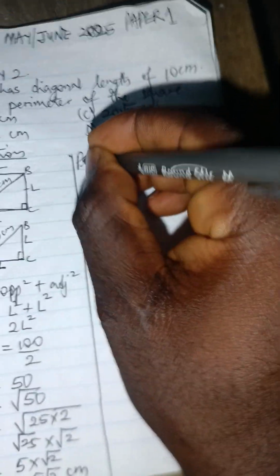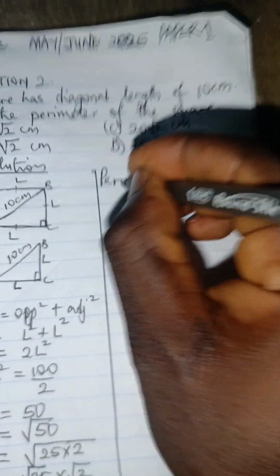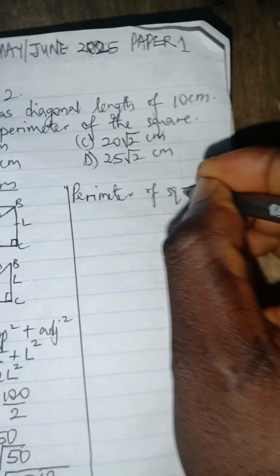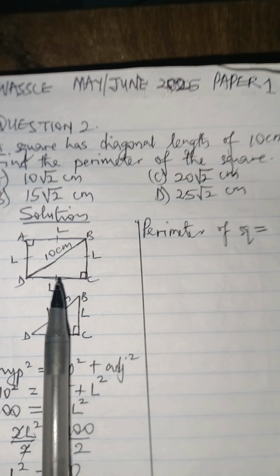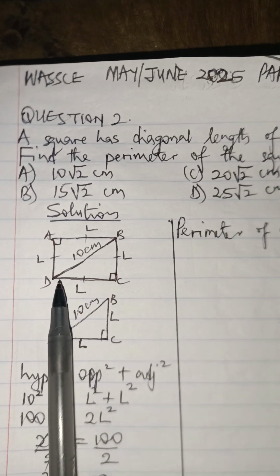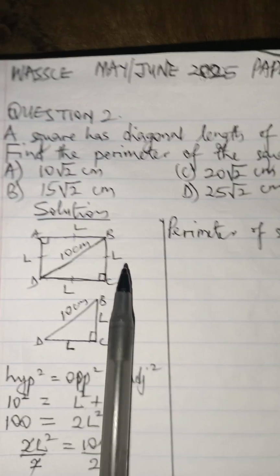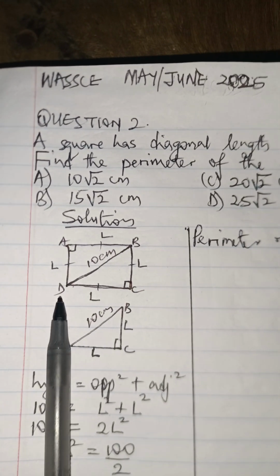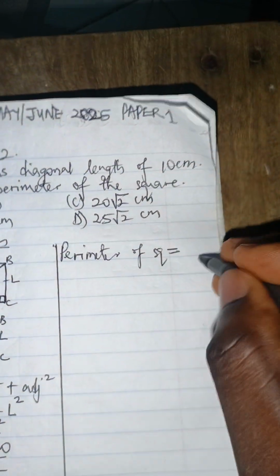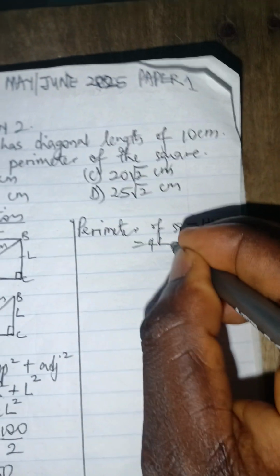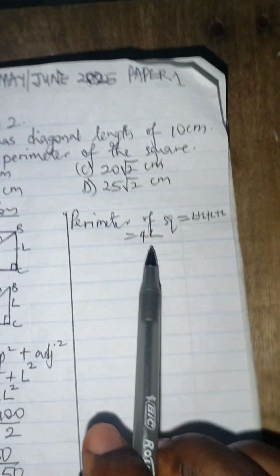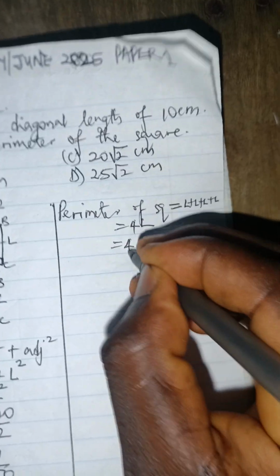Remember that the perimeter of a square is equal to the sum of all the lengths. In this case, a square has 4 sides. This length plus this length plus this length plus this length will give you the perimeter. That's L plus L plus L plus L, which is 4L. So the perimeter of a square is 4 times L.